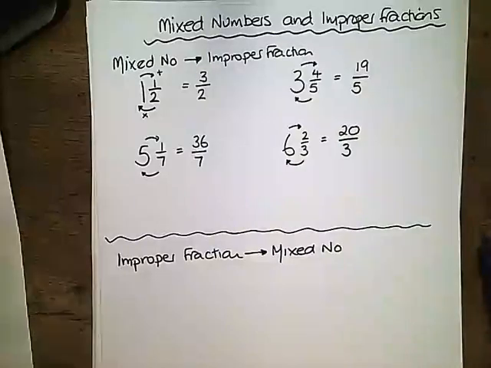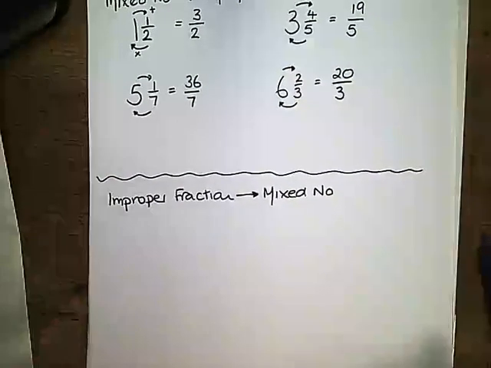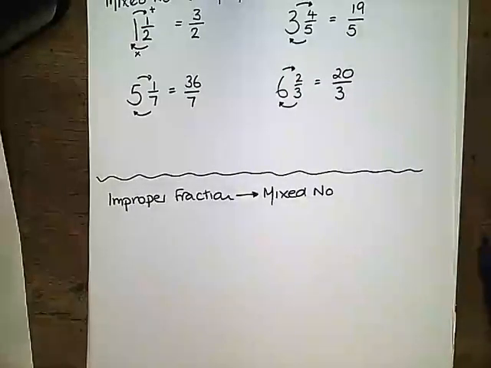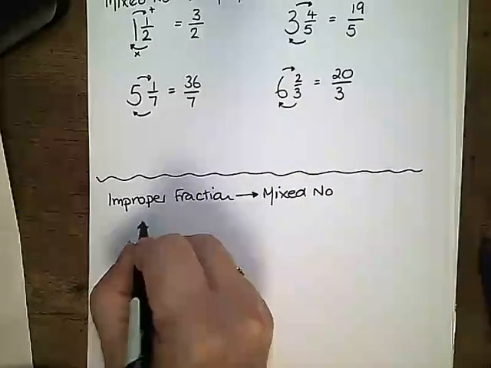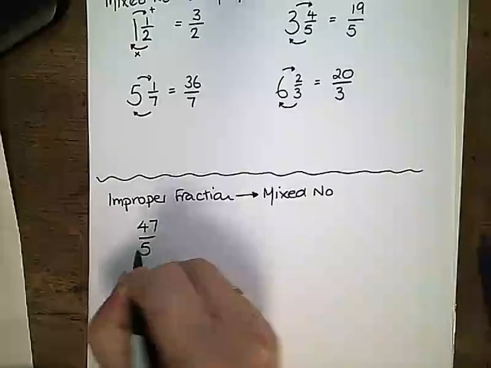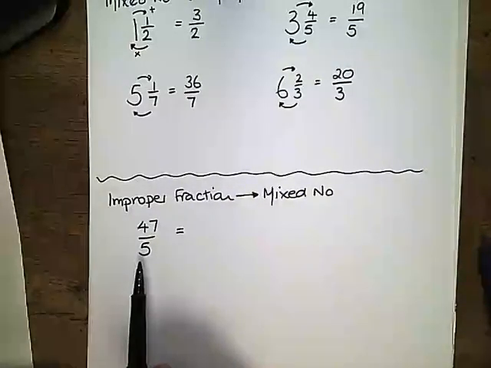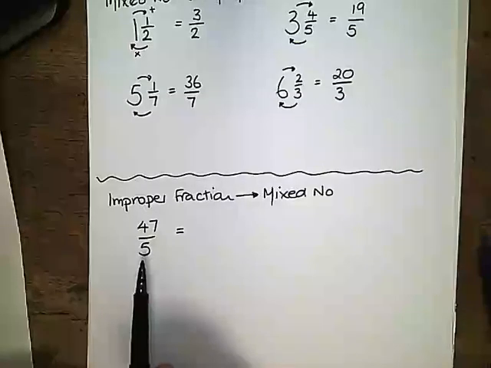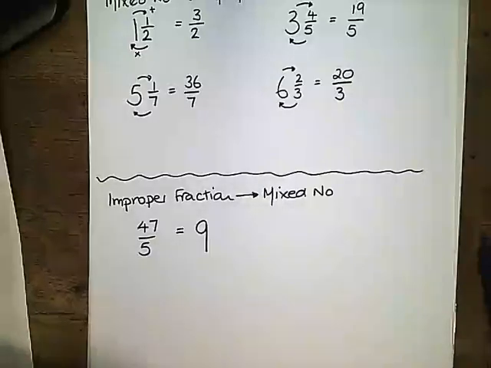When we do the reverse, when we go from an improper fraction to a mixed number, we need to think about division and how many bits of the fraction are left over. So let's start off with this, 47 fifths. And I need to ask myself, how many 5s will go into 47? So I go through the 5 times table, and there are 9 5s in 47. That takes me up to 45, which means I've got 2 of those fifths left over.